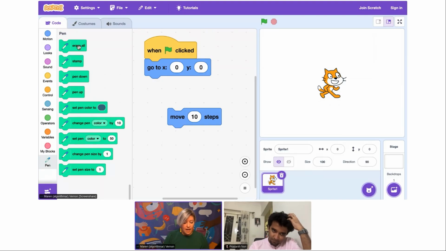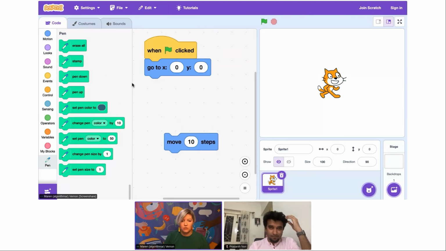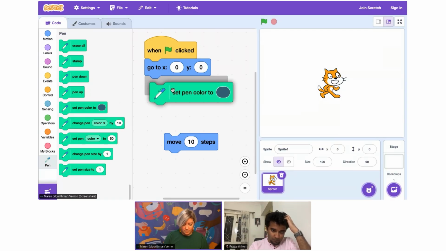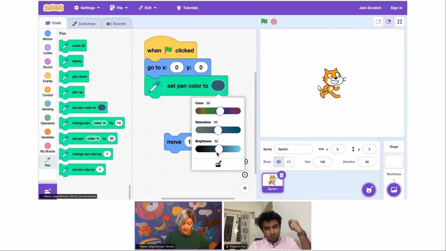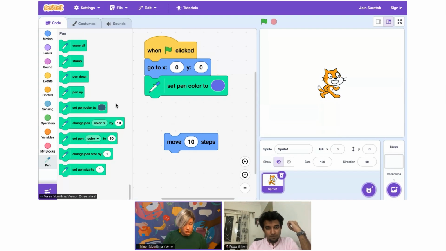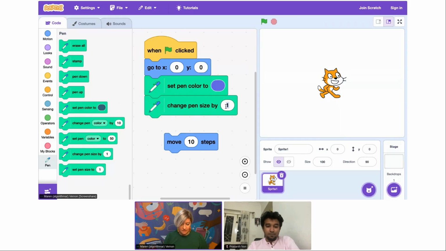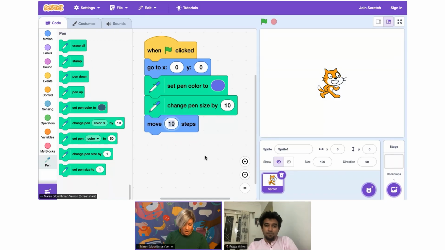Okay, excellent. So now I'm going to start drawing. The first thing I need to do is really look through my blocks and think about what I want to do. I notice pen color. Maybe that's exciting to me, and I'm going to pick a pen color. That's fine if that's what they want to do. I might change the pen size. What does this do? I might set this as a number, and then I'm going to say, let's move 100 steps. Let's see what happens.